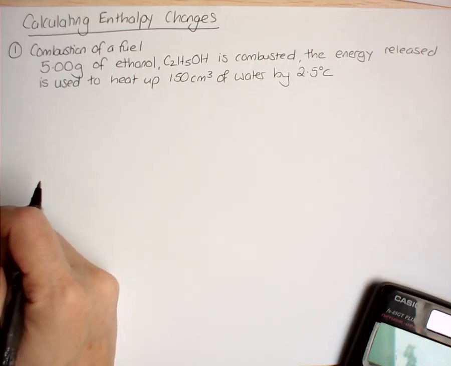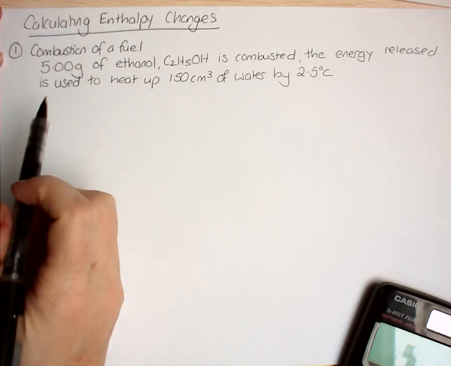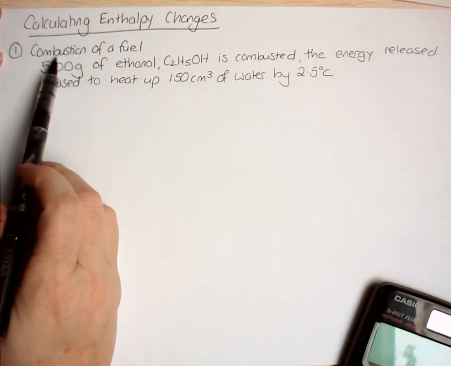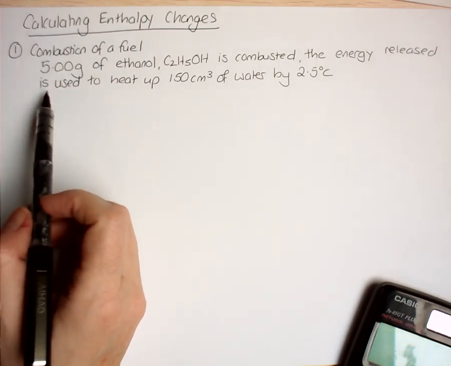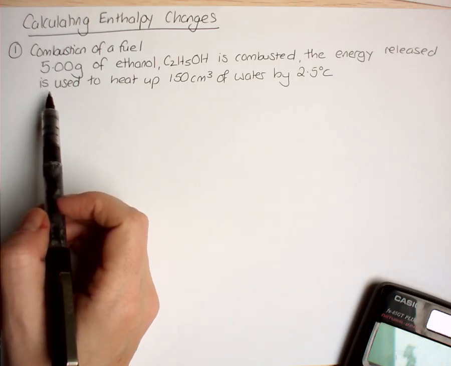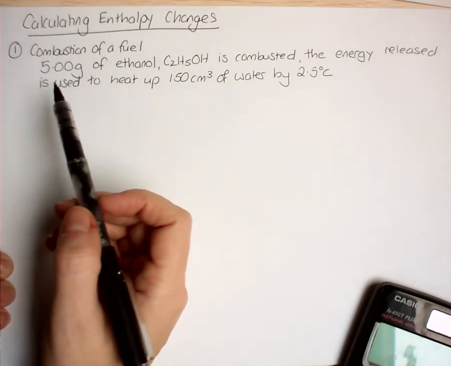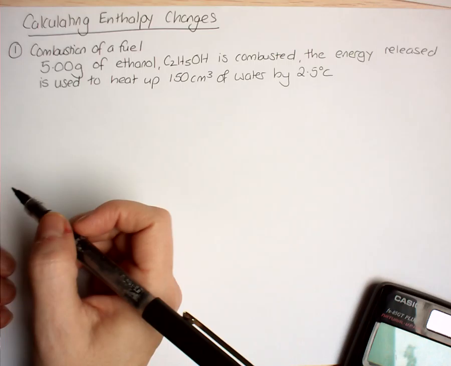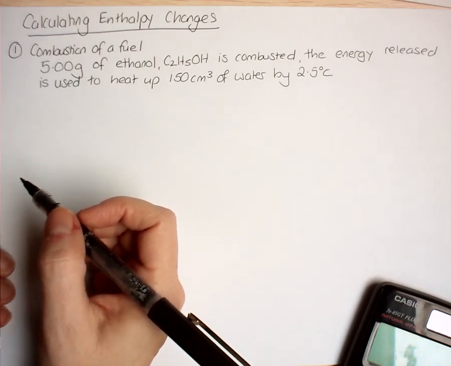I'm now going to show you how to calculate an enthalpy change. The first example is combustion of a fuel. So 5 grams of ethanol is combusted. The energy released from this combustion is used to heat up 150 centimetre cubed of water by 2.5 degrees.